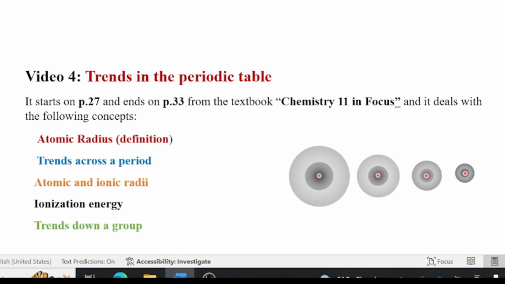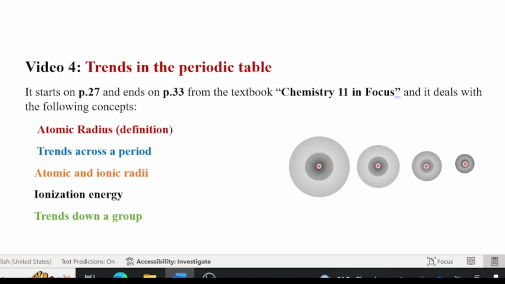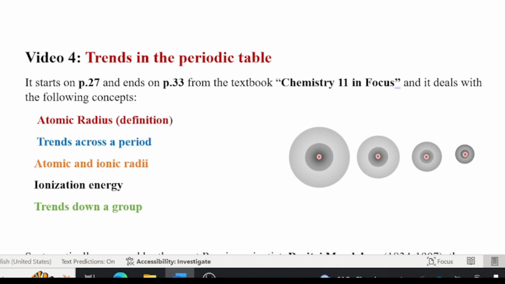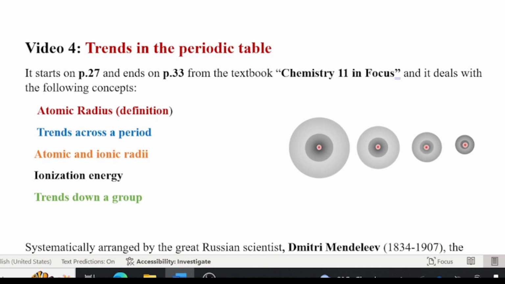Our lesson today starts on page 27 and ends on page 33 of the textbook Chemistry 11 in Focus, and it deals with the following concepts: atomic radius, trends across a period, atomic and ionic radii, ionization energy, and trends down a group.